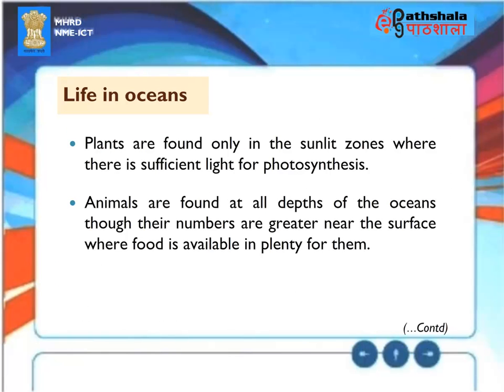Life in oceans. Plants are found only in the sunlit zones where there is sufficient light for photosynthesis. Animals are found at all depths of the oceans, though their numbers are greater near the surface, where food is available in plenty for them.